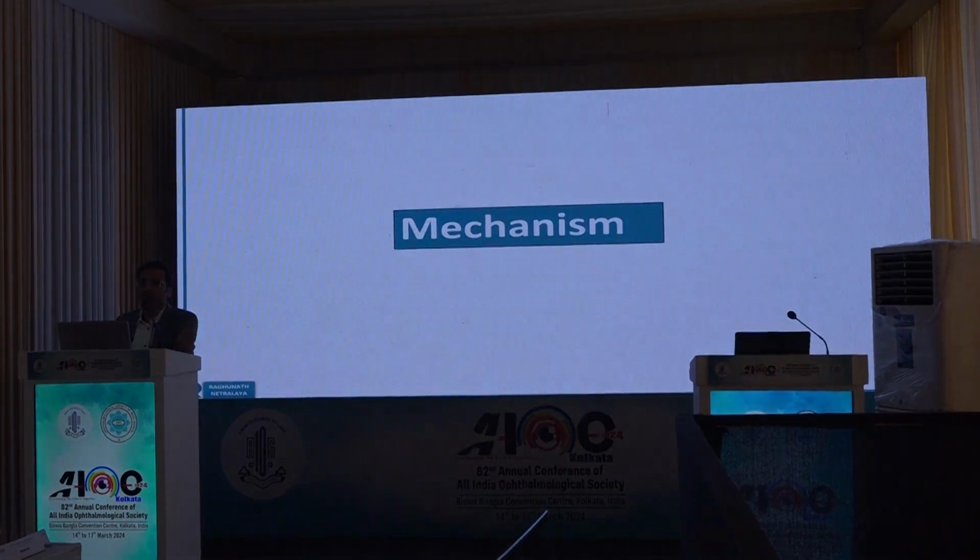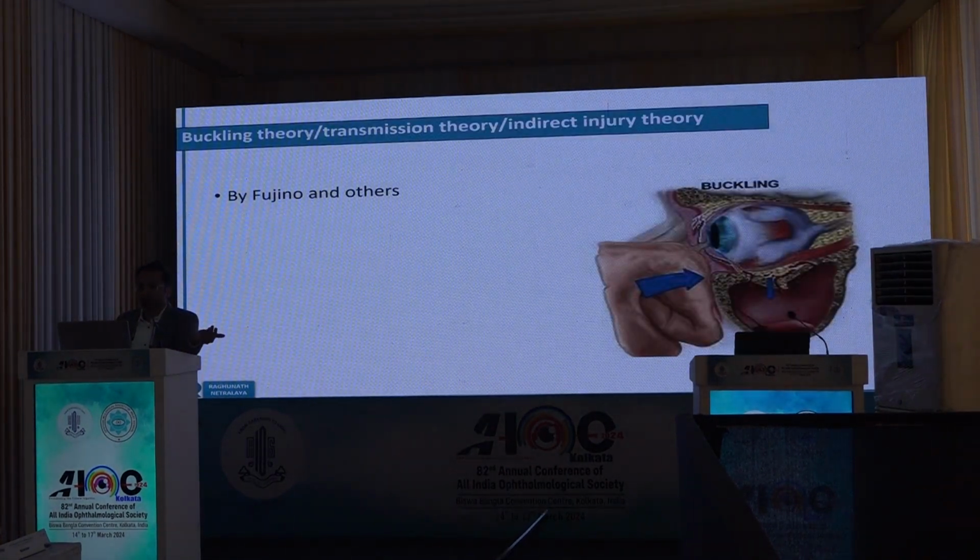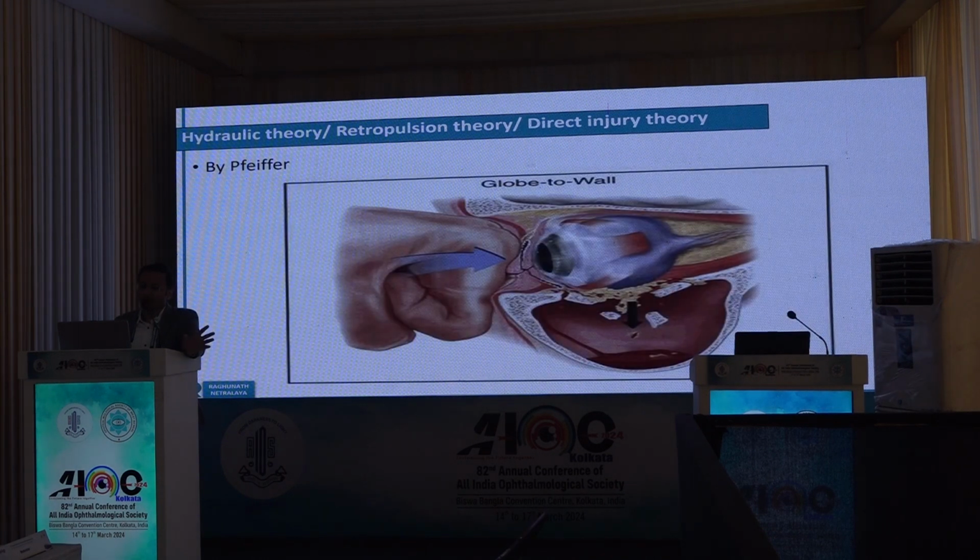So very first you need to understand the mechanism. The very old theory is the indirect injury or the buckling theory, where there is a blunt trauma on your orbital rim. Nothing happens to the rim because the rim is very steady and strong, but the buckling happens to the floor, which is one of the weak portions of your orbit. Second is the hydraulic or retropulsion theory, which again says that there is a blunt trauma and there is displacement of the orbital contents which suddenly try to pop out through the weakest portion of the orbital wall, which is the orbital floor as per the theory.